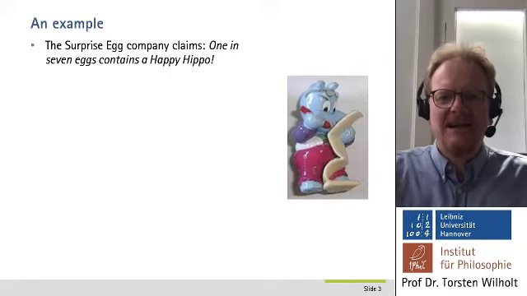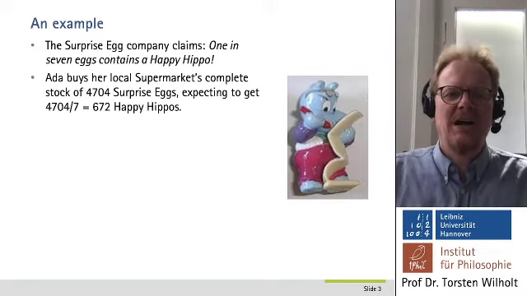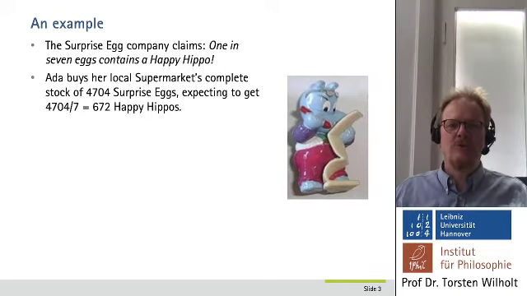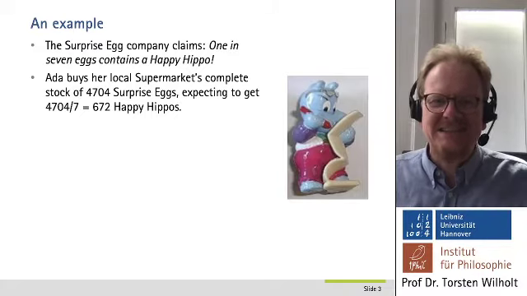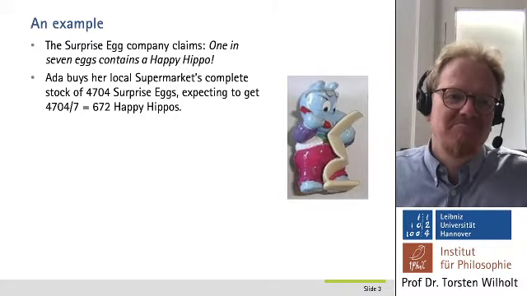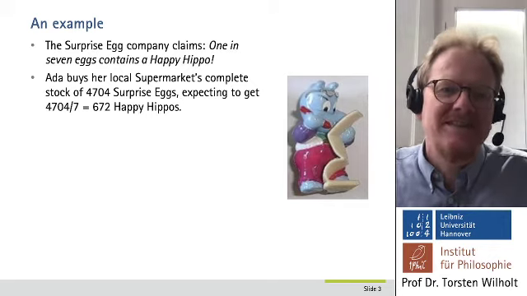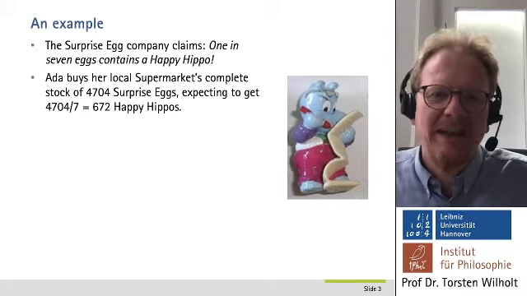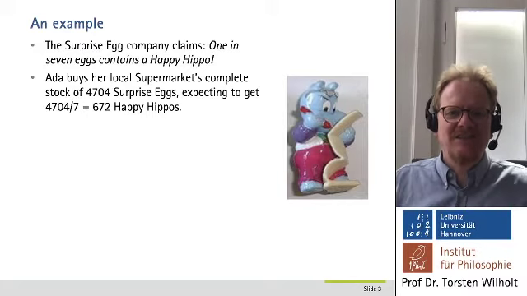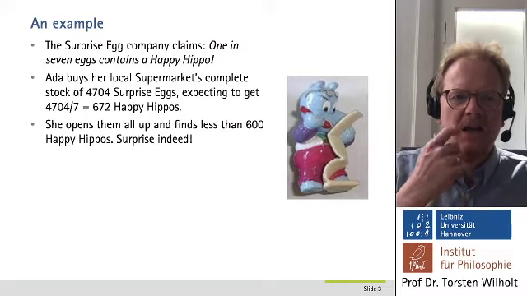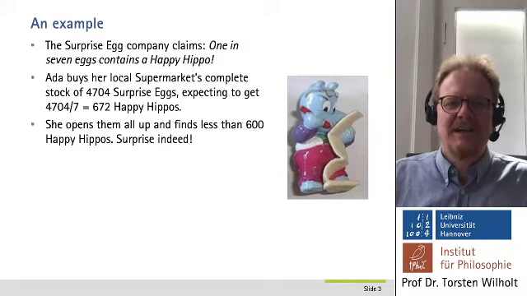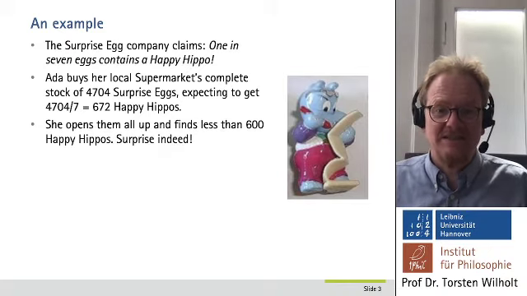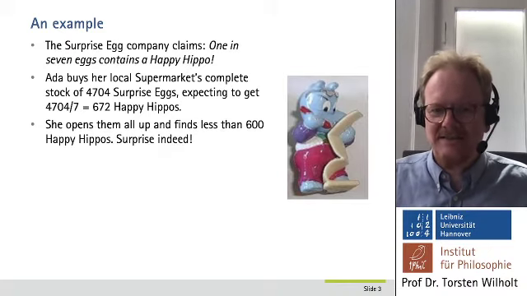So now Ada goes and buys her local supermarket's complete stock of 4,704 surprise eggs. And she's expecting to get 1/7 of these eggs as containing happy hippos. She's expecting to get 672 happy hippos. She opens them all up and finds less than 600 happy hippos. Surprise indeed, but not a pleasant surprise.